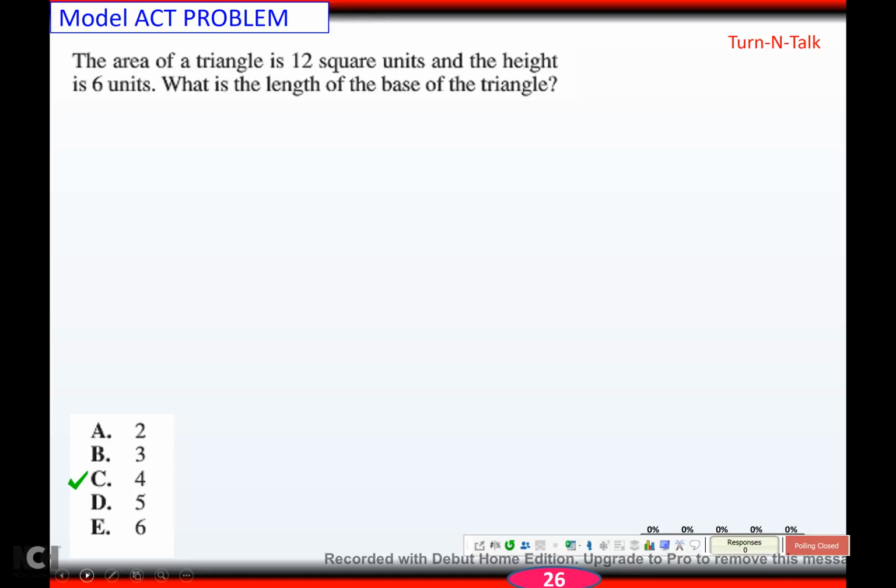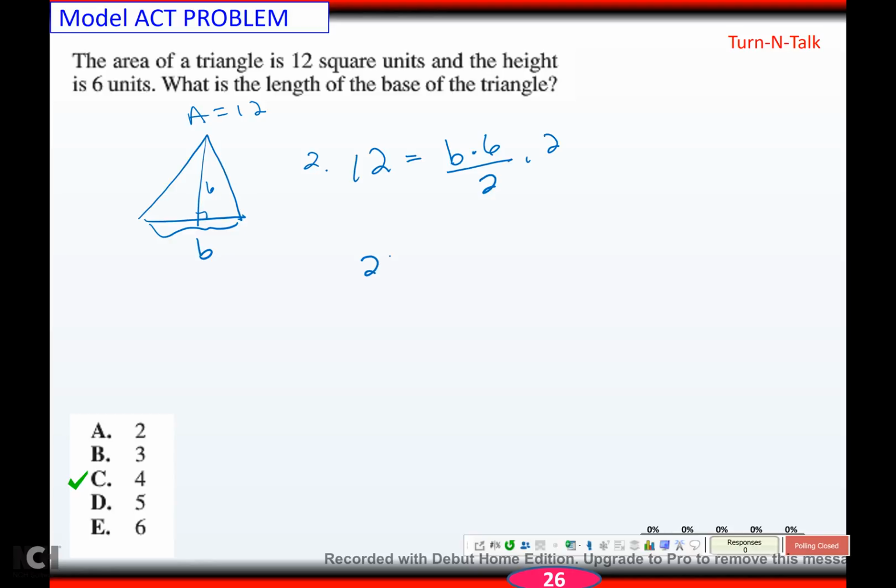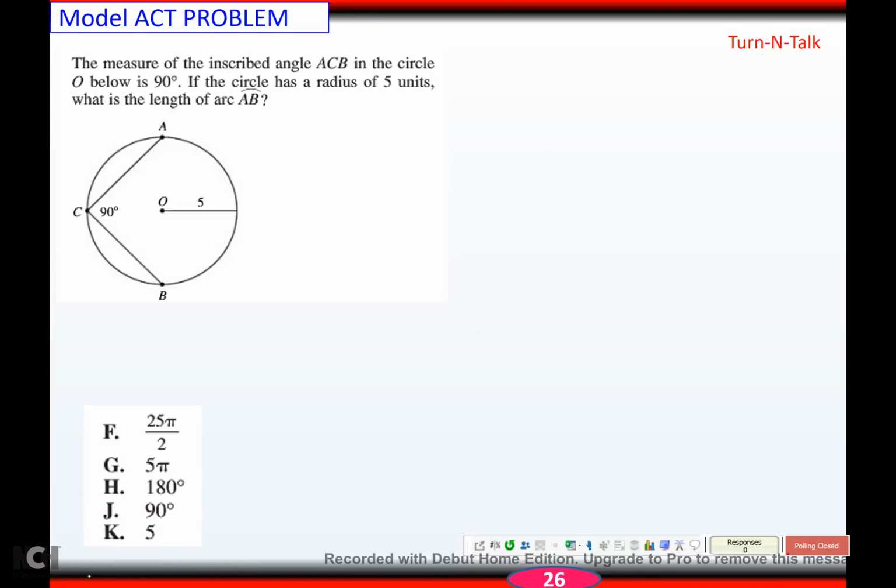And hopefully that's C. So it says the area of a triangle is 12 square units and the height is 6. What is the length of the base? Well, area of a triangle equals the base times the height divided by 2. Kill the fraction, times 2, times 2, I get 24 equals 6b. Divide by 6, and my base has to equal 4. Okay? Try this one, hit pause, come back when you're ready.